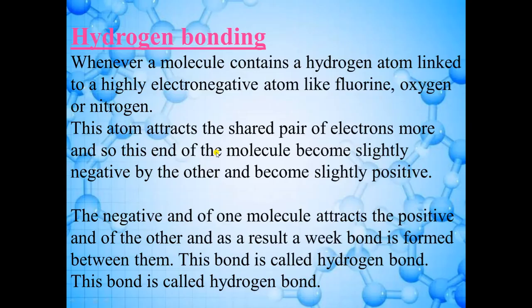Now the next topic is hydrogen bonding. Whenever a molecule contains a hydrogen atom linked to a highly electronegative atom like fluorine, oxygen or nitrogen, this atom attracts the shared pair of electrons more, and so this end of the molecule becomes slightly negative and the other becomes slightly positive, which we can say partial positive and partial negative charge.